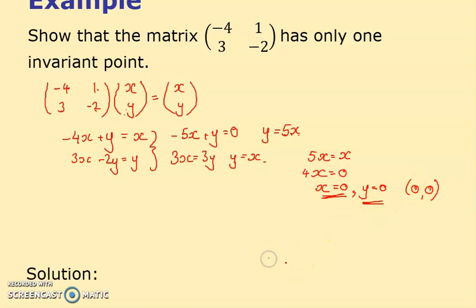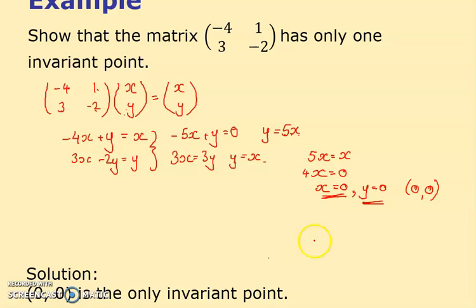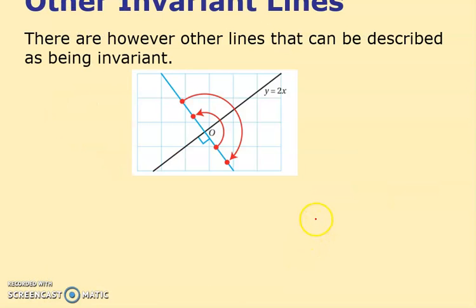So let's see if we agree. Solution: 0, 0 is the only invariant point. Other invariant lines. So there are, however, other lines that can be described as being invariant. And this is an example of that, perhaps.